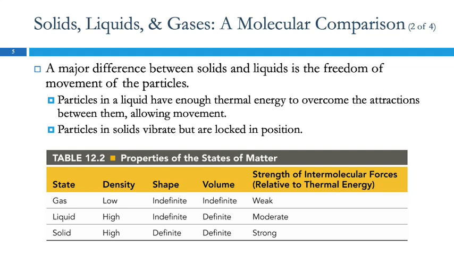So we see that solids and liquids are both going to have high densities because the particles are close together. A solid will have definite shape. So if you think about an ice cube and you pop it out of the ice cube tray onto the counter, does its shape change? No, it keeps its shape, right? Solids keep their shape. So that's a definite shape.